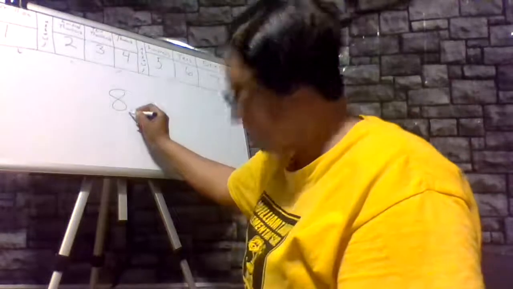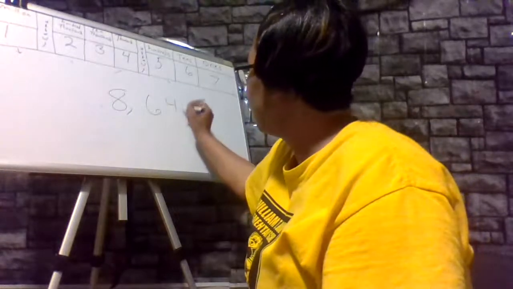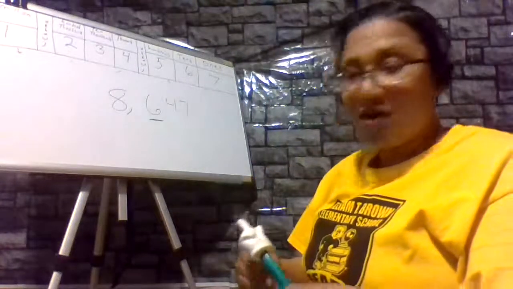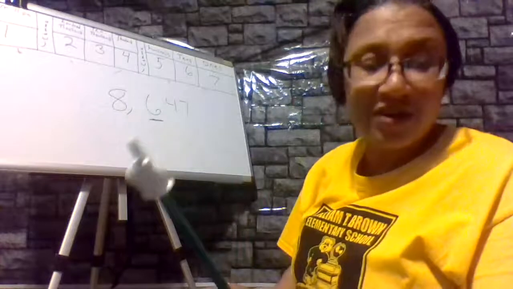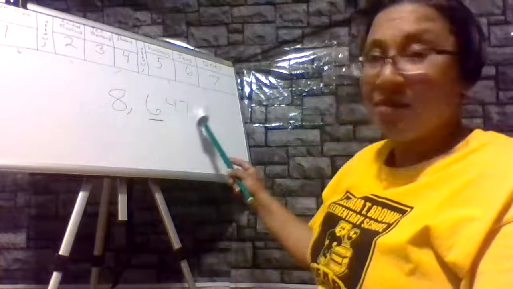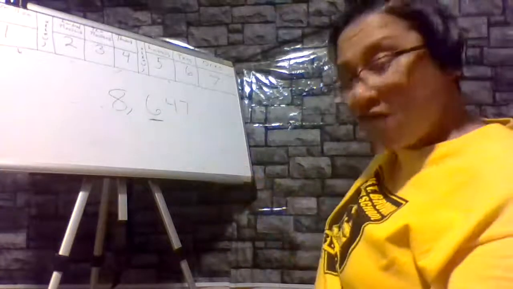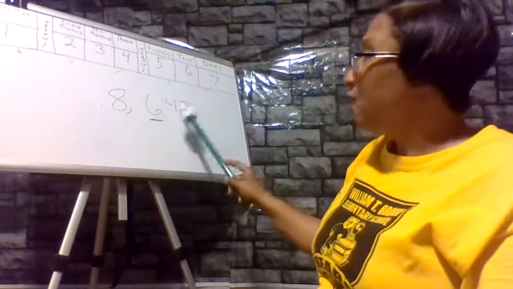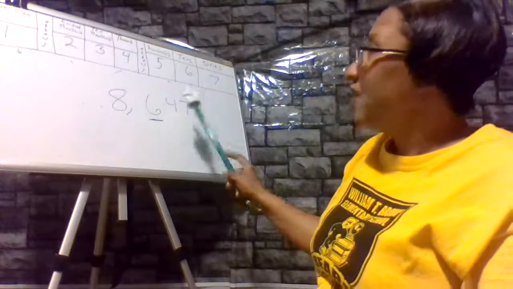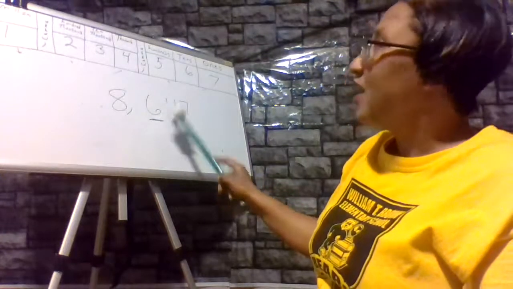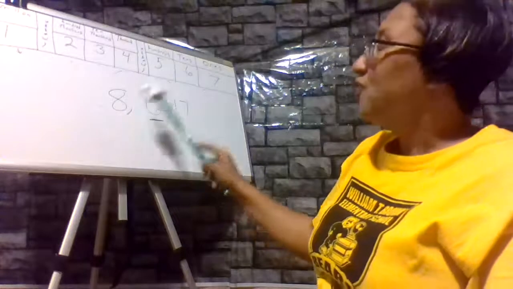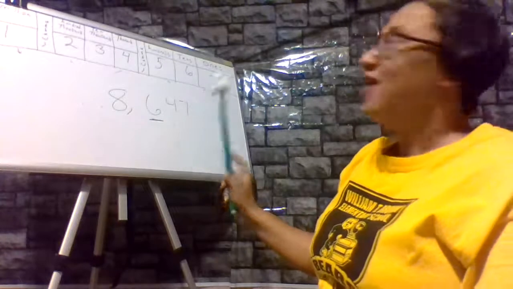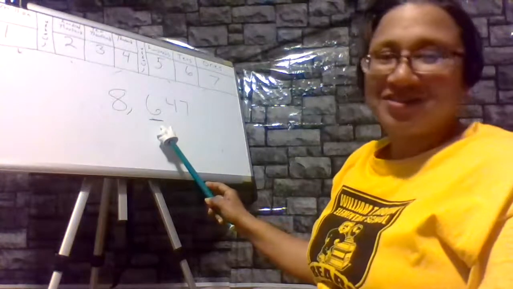8,647. And our underlined number is 6. So what place value is the number 6? Remember, starting from the very far right, the first number is in the ones place. The 4 is in the tens place. The 6 is in the hundreds place. And the 8 is in the thousands place. So the underlined number, which is the number 6, is in what place? That is correct, the hundreds place.